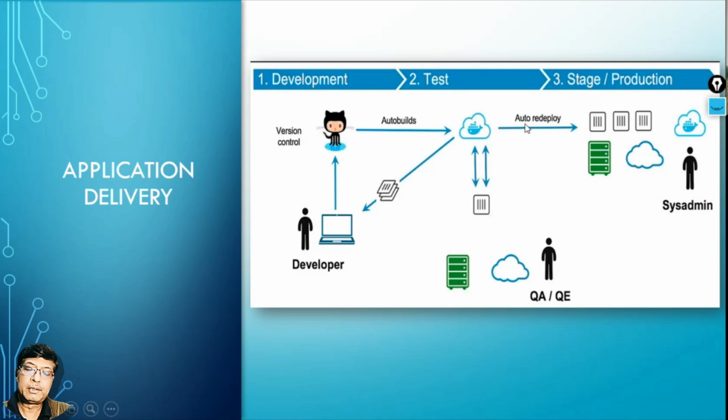Then you will put this into a QA or QE environment, quality assurance. That means you are putting it into a test environment where your code will be tested. These are all through the pipelines. And this is possible because you have containerized your application. You are redeploying that container to your testing, pre-production or production. As simple as that. So the development, the second stage is the test, and the third stage is the staging or the production environment. So you do the application delivery. This is called the delivery.